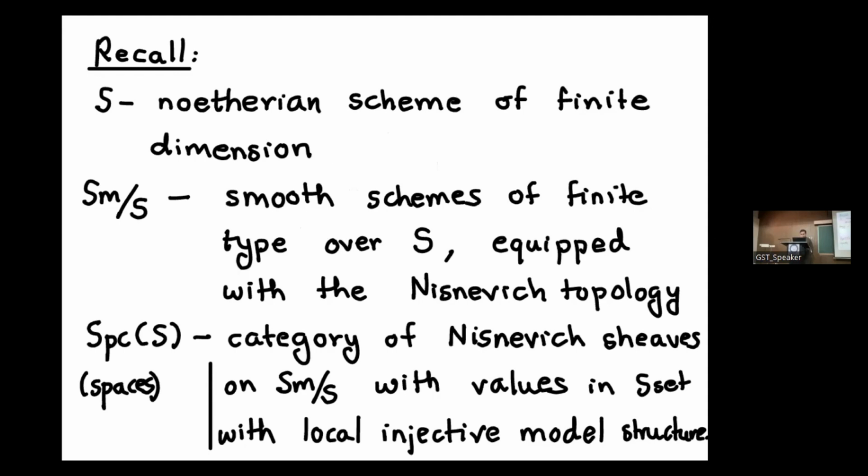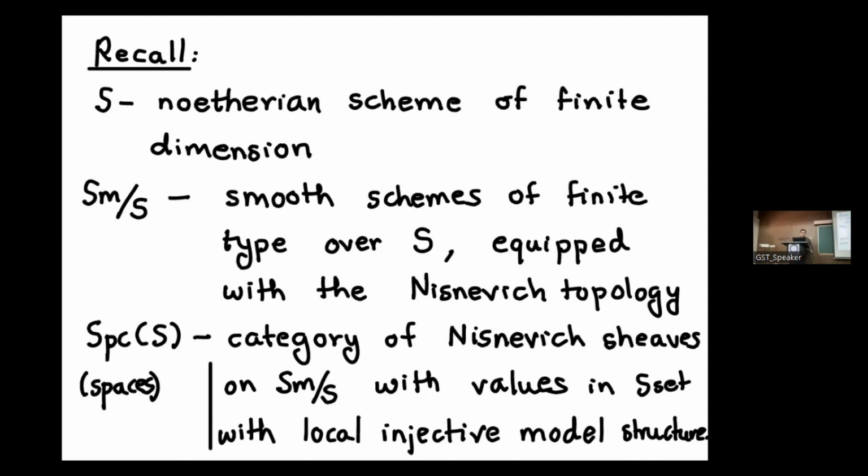So let's recall the setting. We have a base scheme S, which is a Noetherian scheme of finite dimension. And then we are looking at the category of smooth schemes over S, so smooth schemes of finite type over S. And these are equipped with the Nisnevich topology. I defined it hurriedly last time. Today we will look at it again in some detail, at least to see why it is useful.